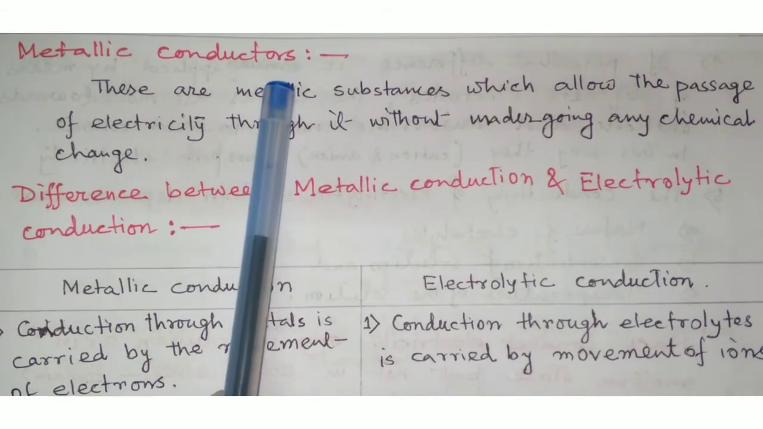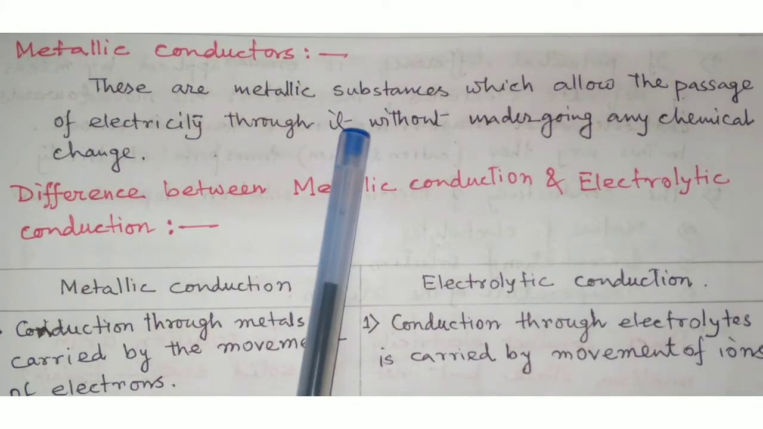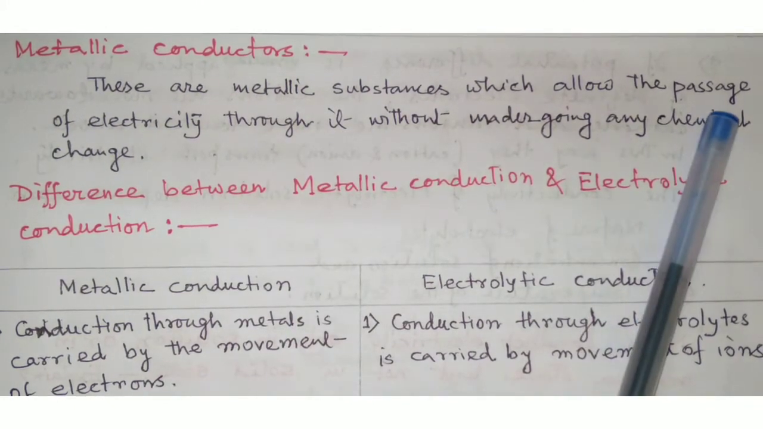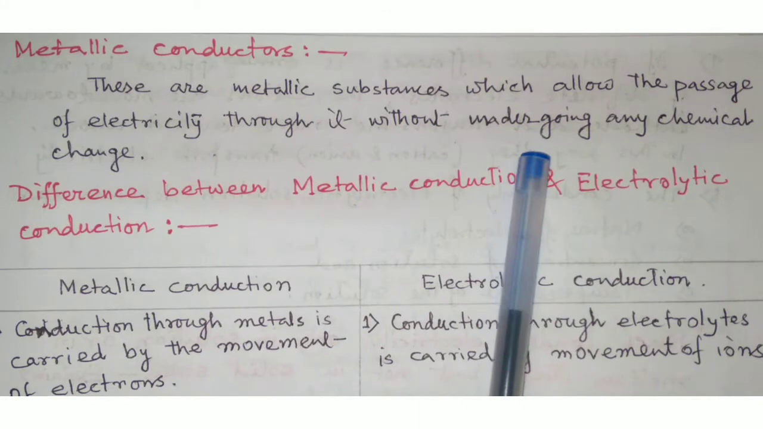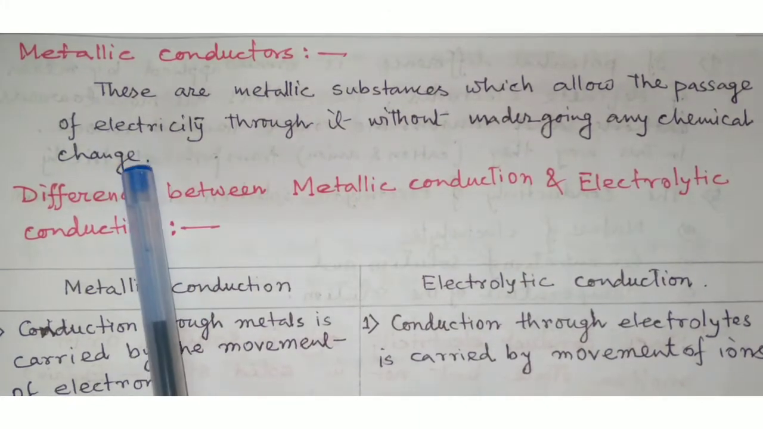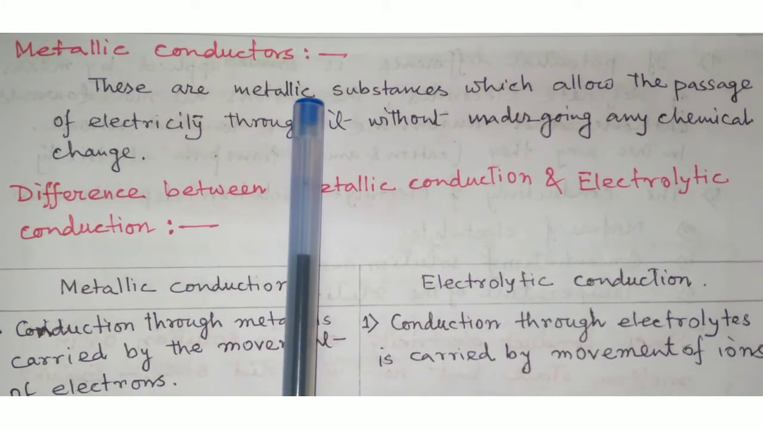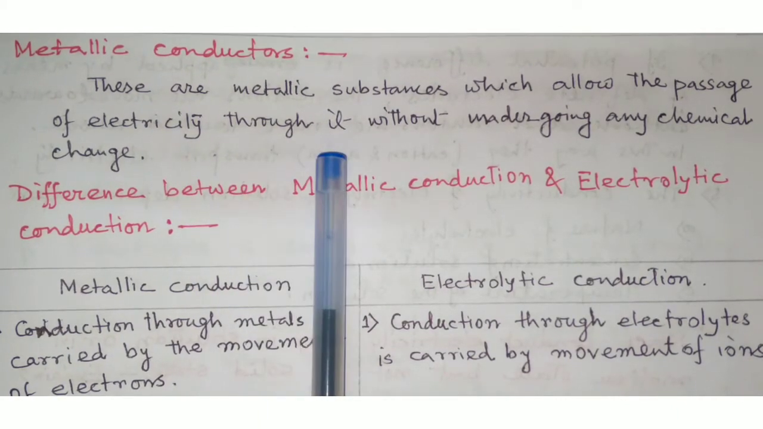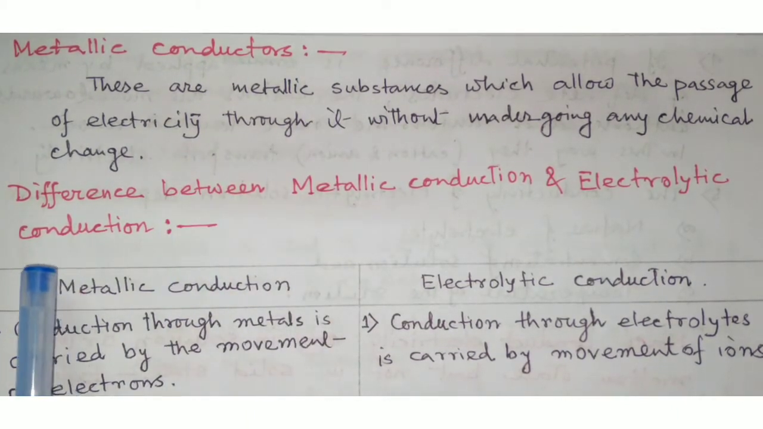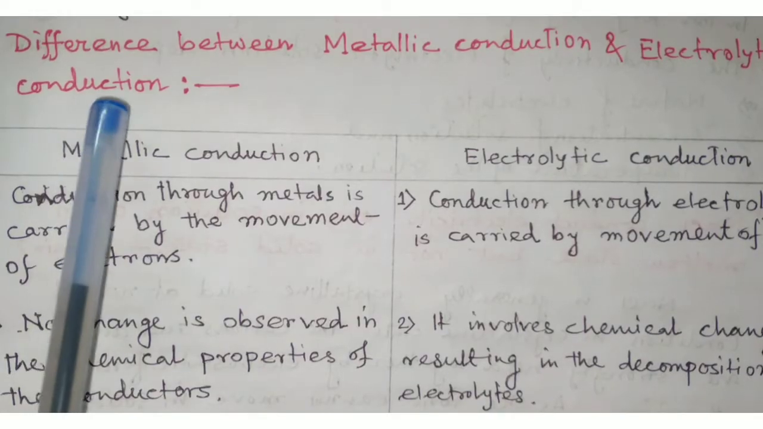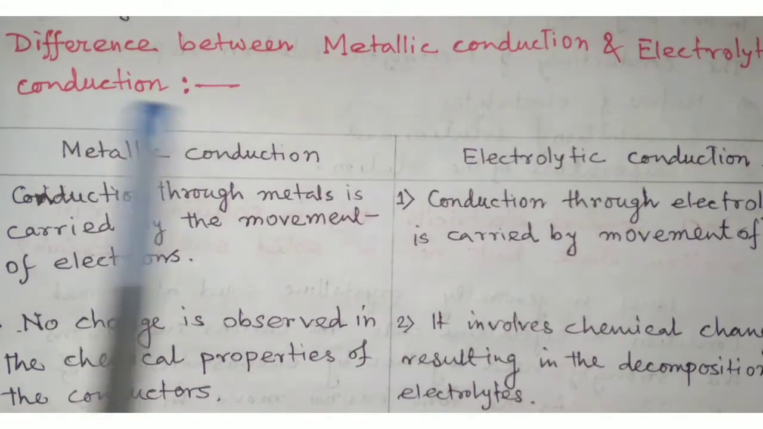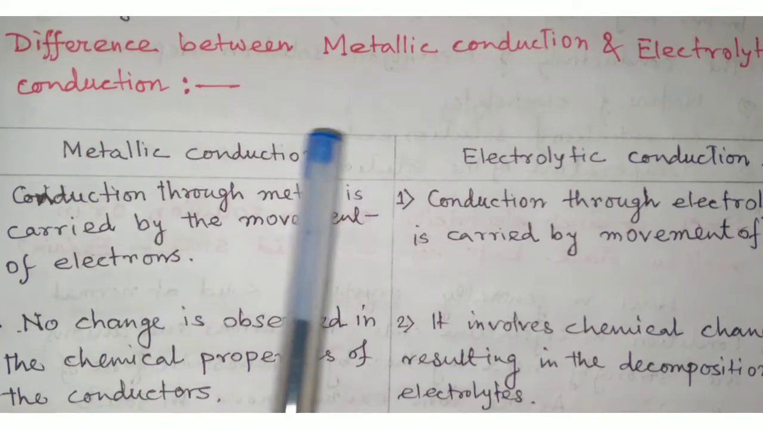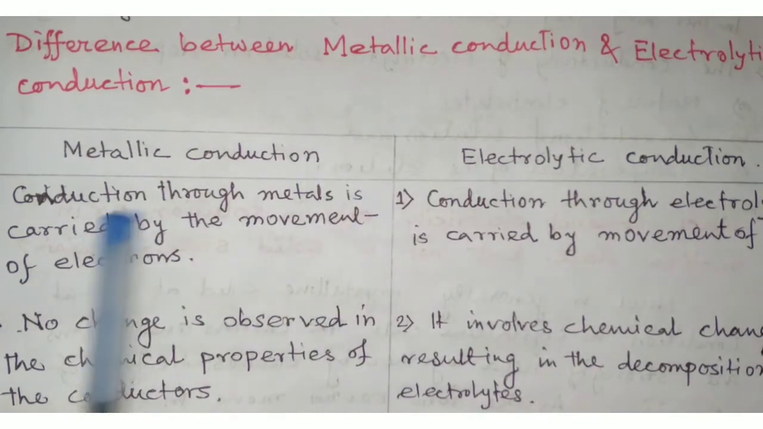Now, what are metallic conductors? These are metallic substances which allow the passage of electricity through them without undergoing any chemical changes. The examples of metallic conductors are aluminum, copper, iron, etc. Now, the difference between metallic conductors and electrolytic conductors. What is the difference between these two types of conductors?